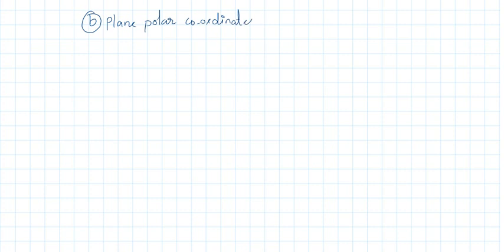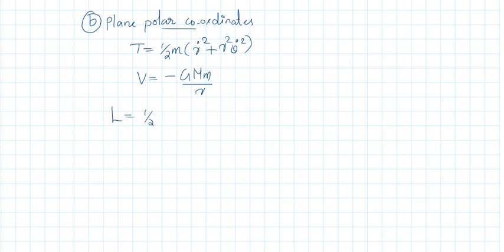Now if we consider plane polar coordinates for solving planetary motion, then what is kinetic energy? T will be half m (r dot square plus r square theta dot square), and potential energy V will be minus G M m divided by r. Therefore the Lagrangian is half m (r dot square plus r square theta dot square) plus G M m divided by r. Therefore L is a function of r, r dot, theta dot.